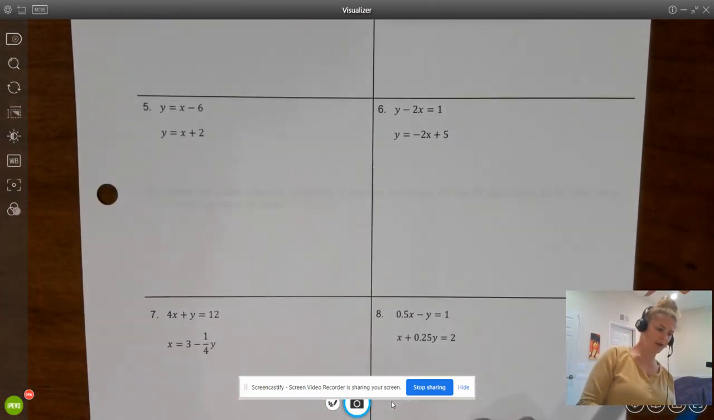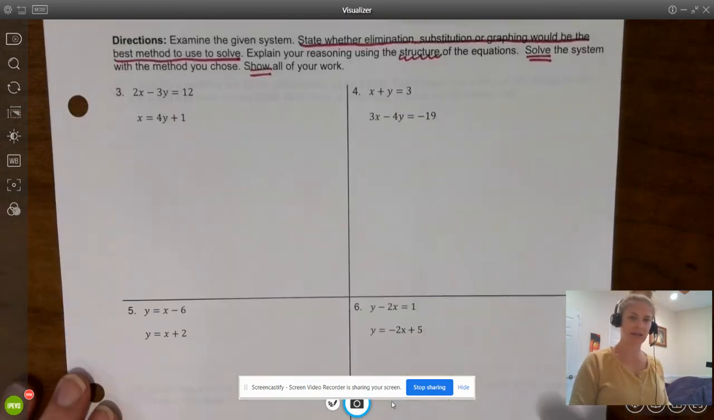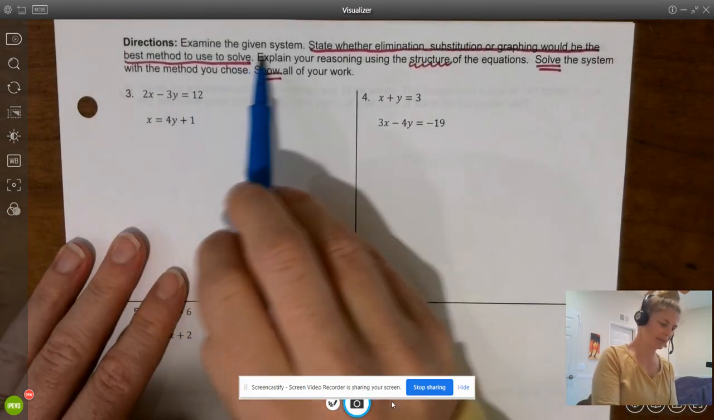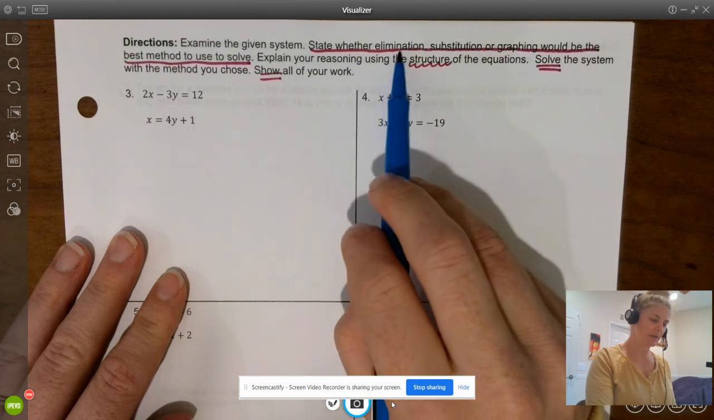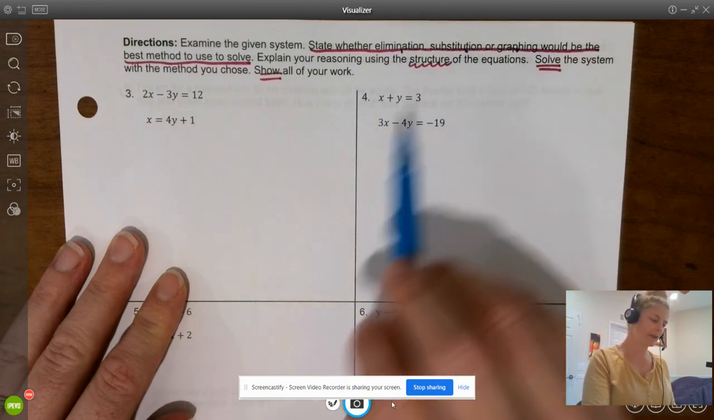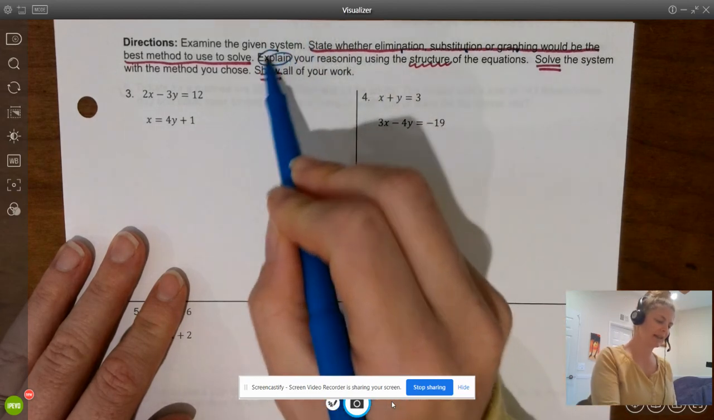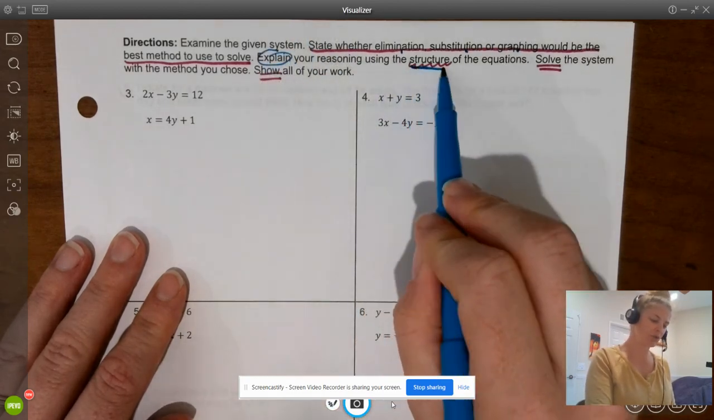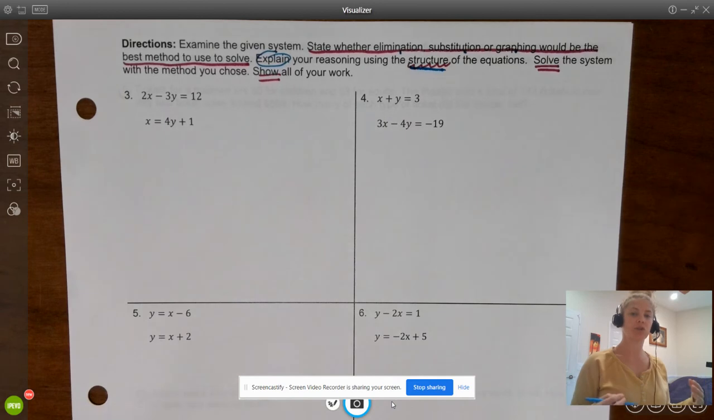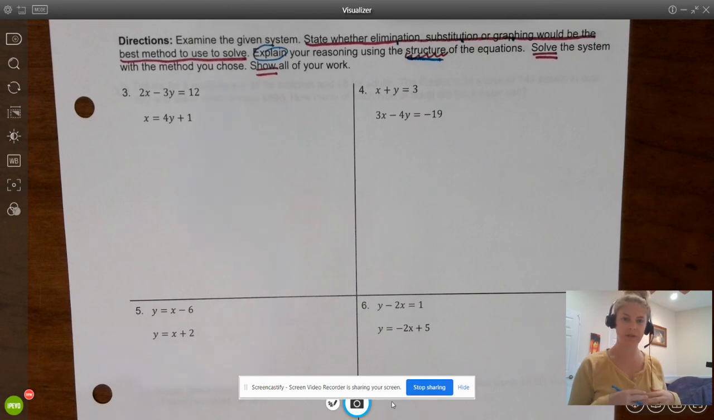So the next set of problems, we have 6 problems, and it's asking us to examine the given system, state whether elimination, substitution, or graphing would be the best method to use to solve, and explain your reasoning using the structure of the equations. Remember, structure is how the equations are made up. Is there a variable already isolated? So substitution is going to be most efficient.